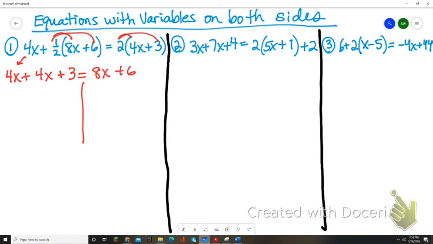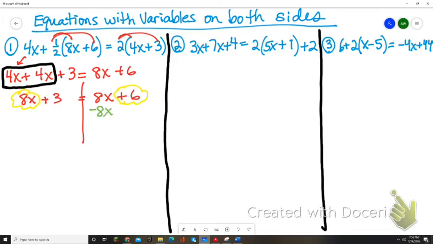Remember, when you're solving equations, you want to look on one side of the fence first and see if you can combine like terms. So 4x plus 4x does give me 8x, and then the plus 3 equals 8x plus 6. So now I want to start to get all of the variables on one side. I like to leave the variables on the left side. I like to leave the numbers on the right side. So that means what I have in the cloud they're not going to move. So I'm going to subtract 8x from both sides.